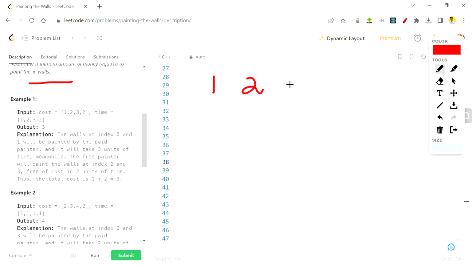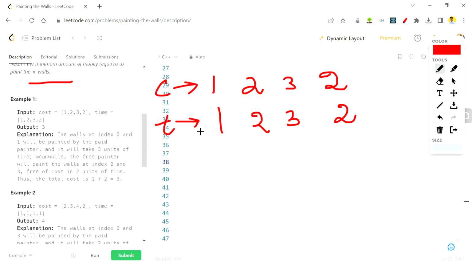I'm having the cost array as 1 2 3 2 and the time array as 1 2 3 2. Okay, both are the same. This is the cost array and this is the time array. So let's suppose I'm taking the first painter. So 0, 1, 2, 3, these are the indices of the painter.